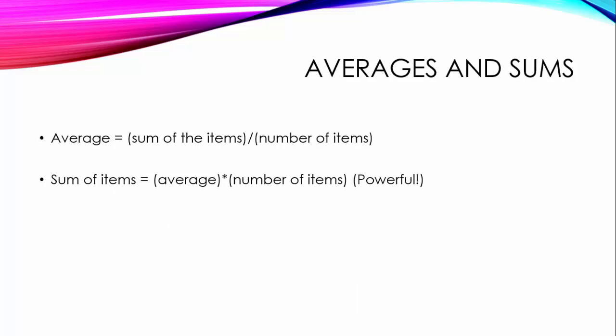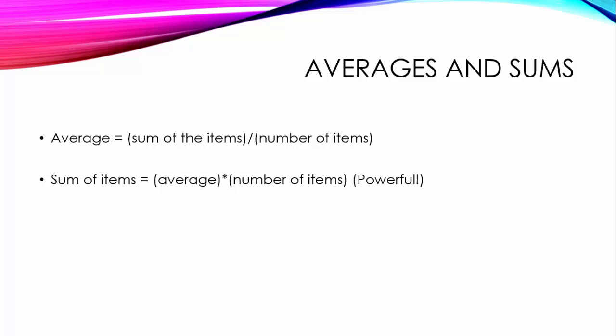Averages and sums. Everyone knows how to find an average, but the power of this formula is often underestimated. We know average is equal to sum of the items by number of items. We can also write this as sum of items is equal to average into number of items. This latter form can be powerful.